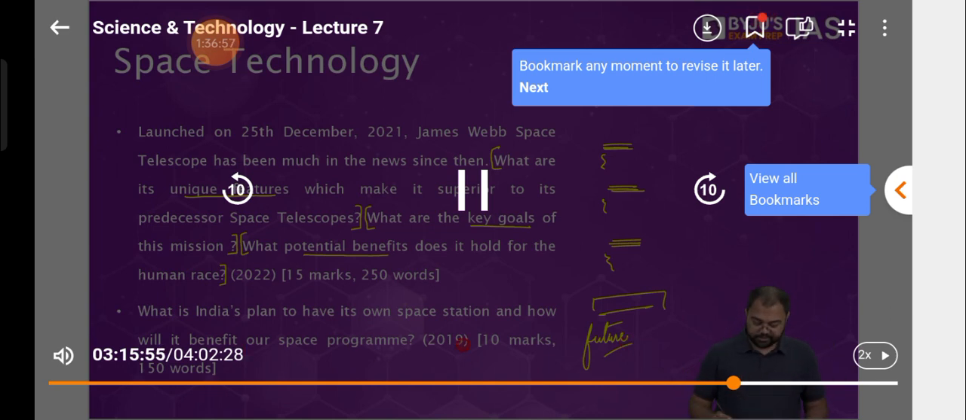Then 2019: what is India's plan to have its own space station, and how will it benefit our space program? So again, two parts here you can see. One, what is India's plan for its own space station, and two, how will it benefit our space program?